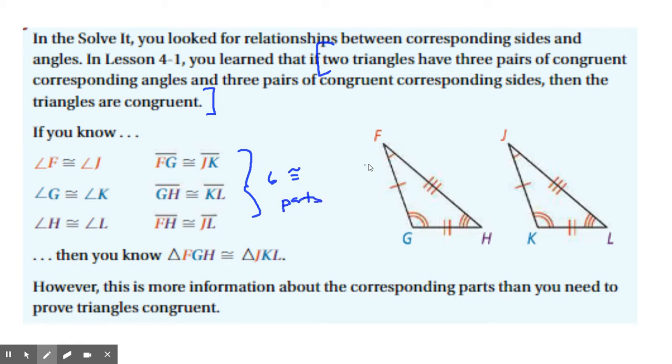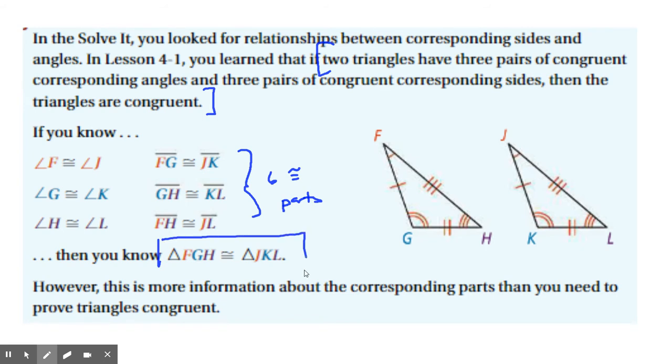Over here, they're all marked, right? So notice F and J are red because F and J are corresponding vertices. They're congruent angles. G and K are blue because they're corresponding vertices. Their angles are congruent. H and L are purple. Their corresponding angles are congruent. And then notice F to G is 1 dash. J to K is 2 dashes. Those sides are congruent. GH is 2. KL is 2. Those sides are congruent. FH, JL, 3 and 3. Those sides are congruent. So if you know the 6 corresponding parts are congruent, then you know the triangles are congruent.